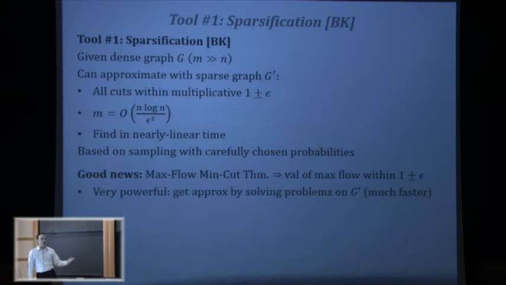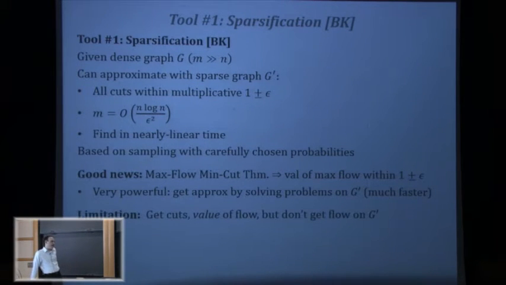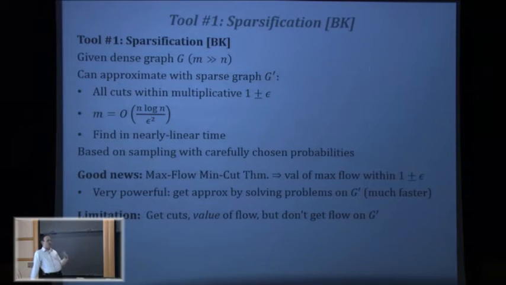Now, this is great both for this problem and for many problems. Now, the thing that made it tricky for us to use in our setting was a limitation that we'll see why we need to worry about later. But morally, you get the cuts right, and you get a flow on this subsampled graph. You don't get a flow on the original graph.